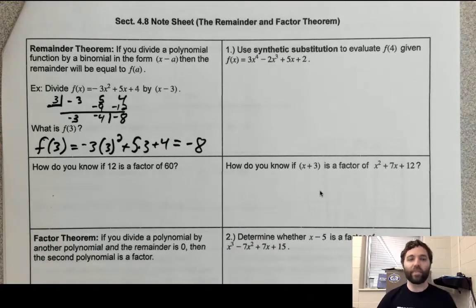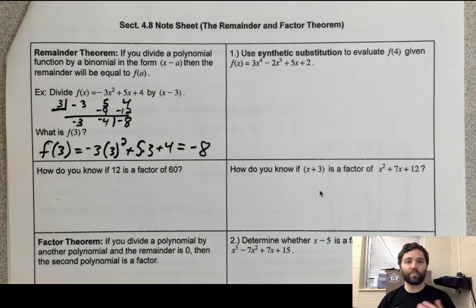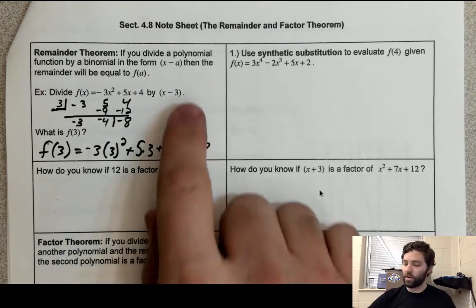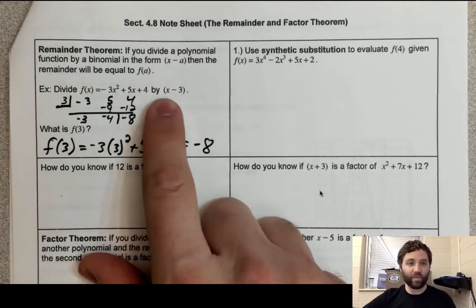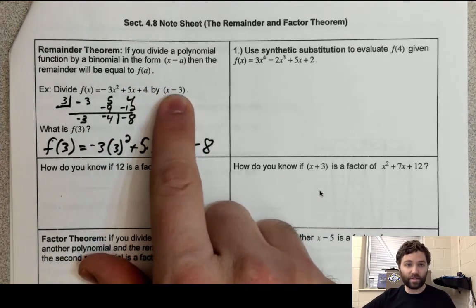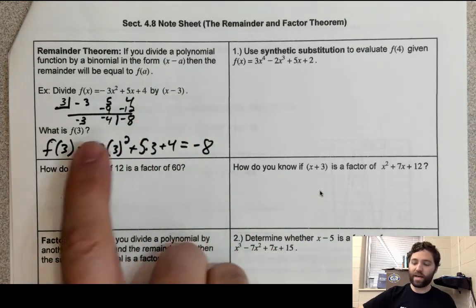And it turns out that that is a specific example of what's called the remainder theorem. The remainder theorem says this: if you divide a polynomial by a binomial that's in this form, then the remainder is going to be the same as if you found f of a. So in other words, if we divide this quadratic by x minus 3, we'll get the same answer as if we find f of 3.